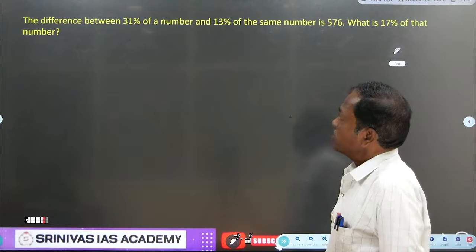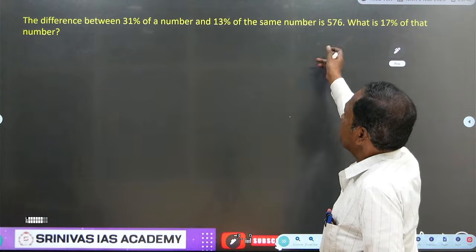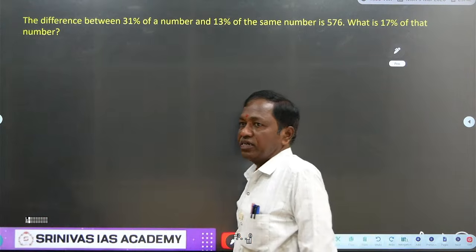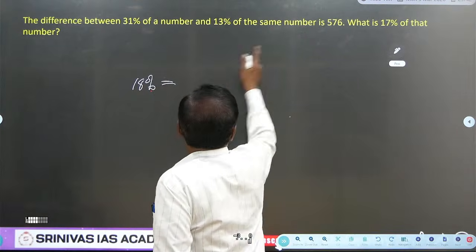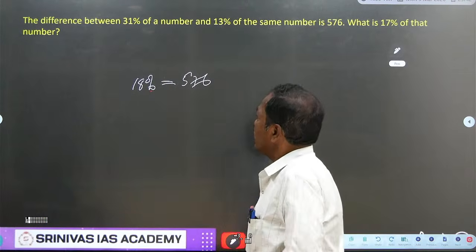How do you see that? The difference between 31% of a number and 13% of the same number. 31 minus 13. 31 minus 13 is what? 18%. 18% is equal to 576. Straight away, equation. Now we can solve.